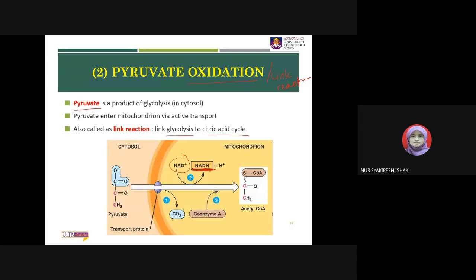Kenapa pyruvate ni kena ditukarkan kepada acetyl-CoA? Kenapa dia tak boleh masuk je kan? Sebab glycolysis it occurs in the cytosol. Okay, pyruvate yang terhasil ni awak tengok dia punya molekul. Molekul dia ada charge. Okay, the molecule has charge. It has the carboxyl group here that has charge, COO negative. Kita dah belajar dekat chapter 3, awak tahu feature of membrane.